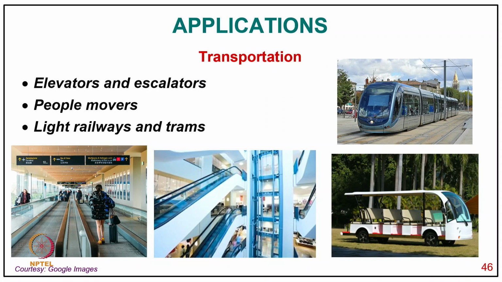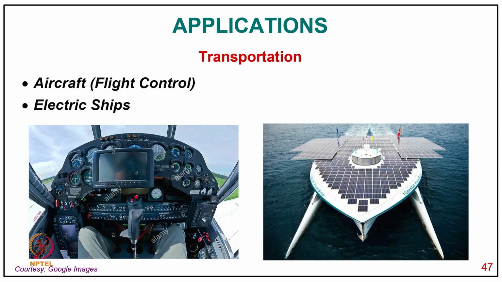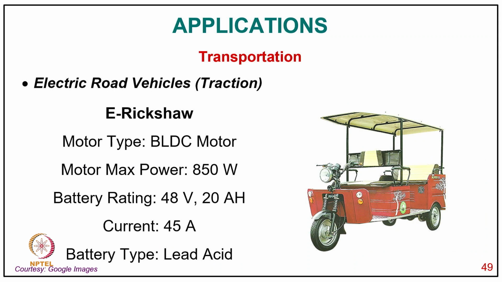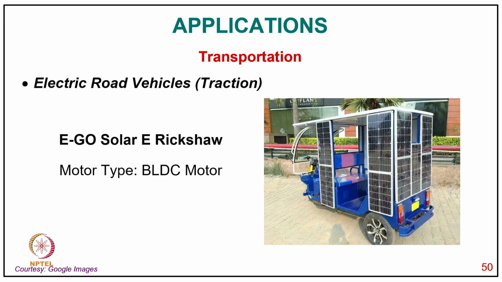Then in transportation, for elevator, escalator, people movers, and light railway and trams. Then the aircraft like flight control and electric ship. Then typically for aircraft, more electric aircraft, full electric aircraft, and electric ship, as you see in the photograph. Then coming up electric vehicle like traction, like in e-rickshaw, BLDC of 850 watt used in India, even for 48 volt with 20 ampere hour battery with a current of 45, lead acid battery.